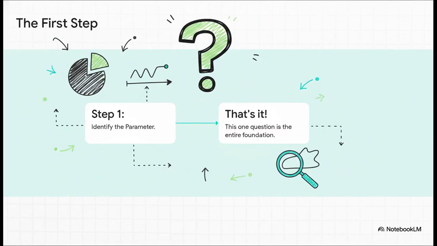And here it is. The single most important first step you can take is to identify the parameter. That's it. Seriously. Before you even think about numbers or sample sizes or formulas, you have to stop and ask yourself, what am I actually trying to measure? Is it a percentage? Is it an average? Or is it how spread out things are? This one question is everything.